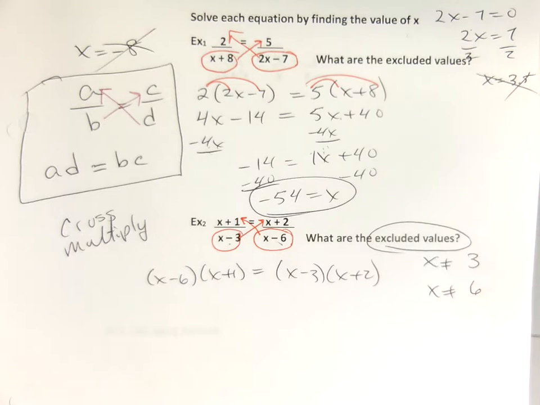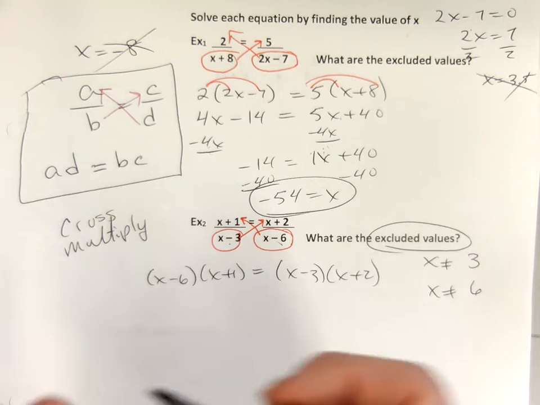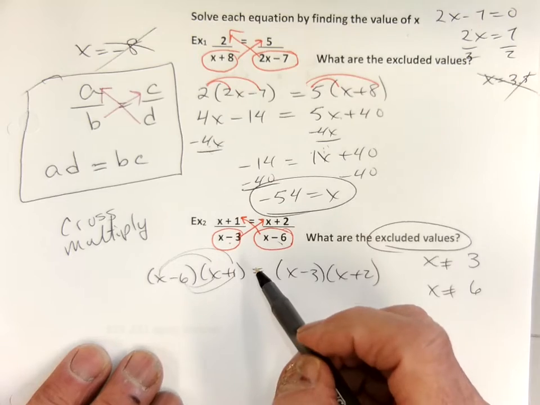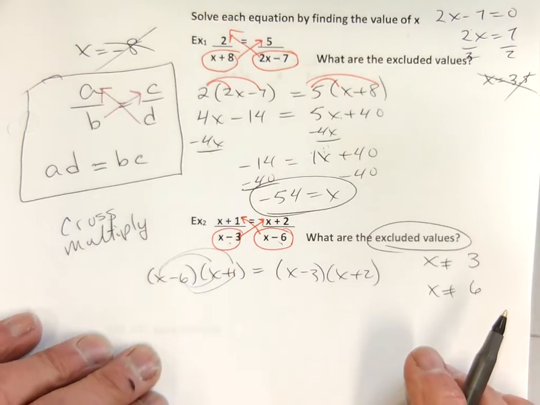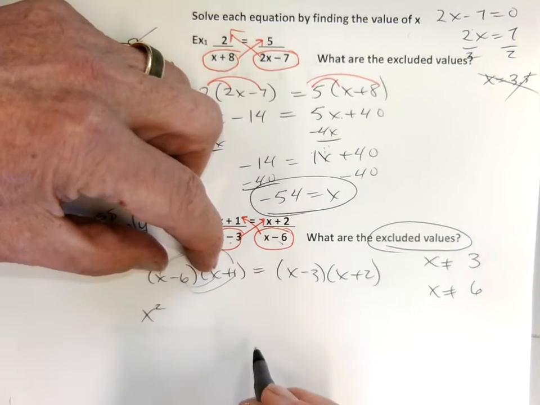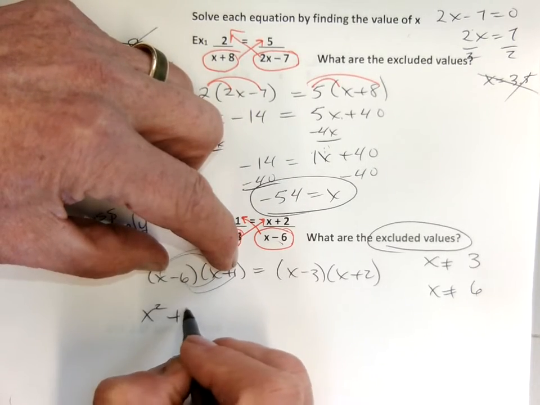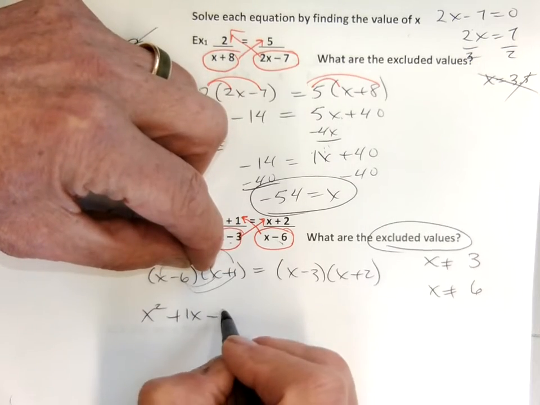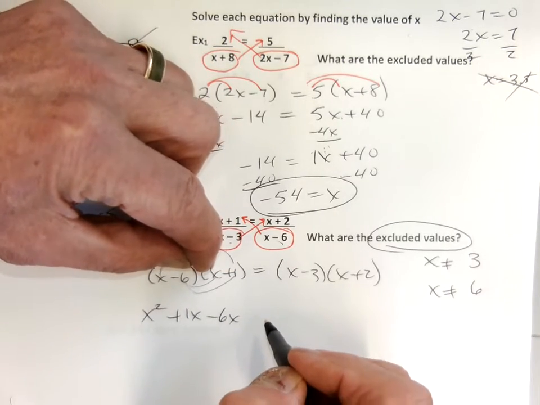This one's 0. We've done this one too, haven't we? But let's do it. You guys remember this one? Do you remember how we solved this? Sure you do. We just did it 10 minutes ago. That times that, that times that, that times that, that times that, right? We're going to FOIL, or distribute. X times x is x squared plus a 1x minus a 6x.